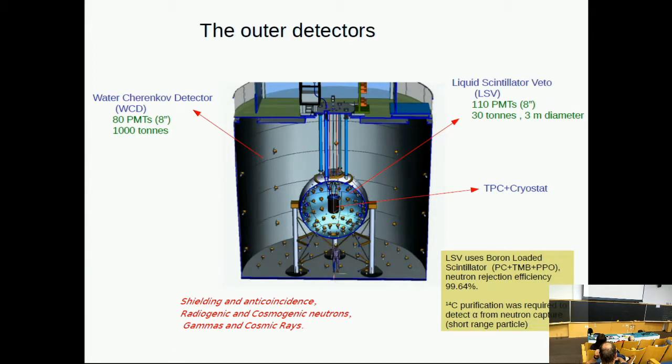Okay, so the outer detectors are a water Cherenkov detector, which is 8 PMTs and 1,000 tons, and a liquid scintillator veto, which is 110 PMTs, 30 tons, 4 meters in diameter. Inside that, we have the TPC and the cryostat. The water Cherenkov tank shields against radiation, and apart from shielding from external neutrons, which are the cosmogenic neutrons, water does it very well. You also need to detect the radiogenic neutrons, the internal neutrons. For that, we built the LSV, a liquid scintillator veto detector that uses boron-loaded scintillator and achieves a neutron detection efficiency of 99.64%.